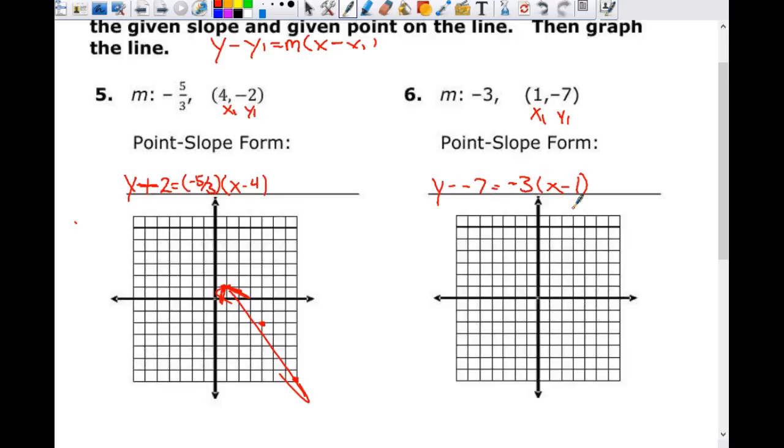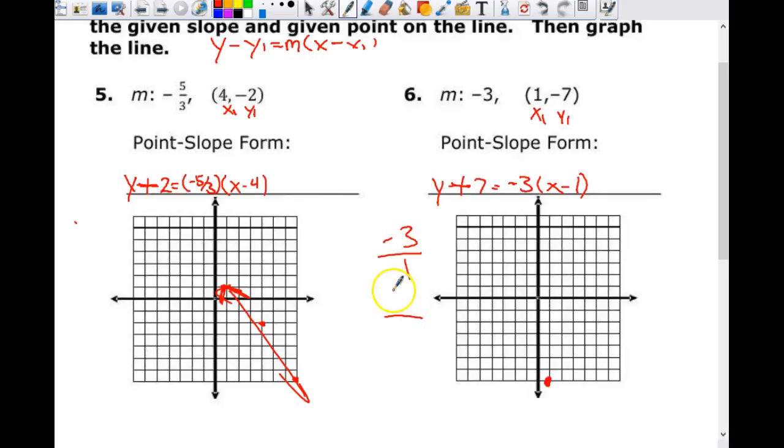Okay, we could rewrite this as y minus negative 7, which is minus a negative, so that's the same as a plus. Graph this point: 1, negative 7. 1, negative 7 is all the way down here. Our slope is going to be negative 3 over 1. We can't do negative 3 over 1 because it goes down. We're off the chart.